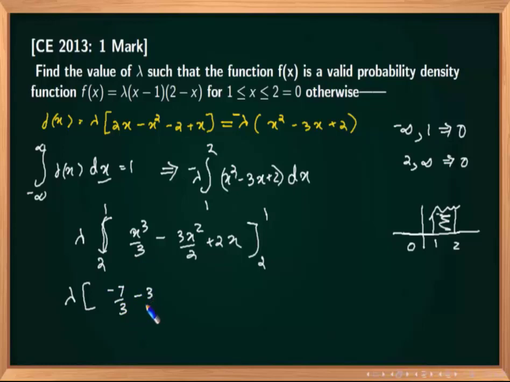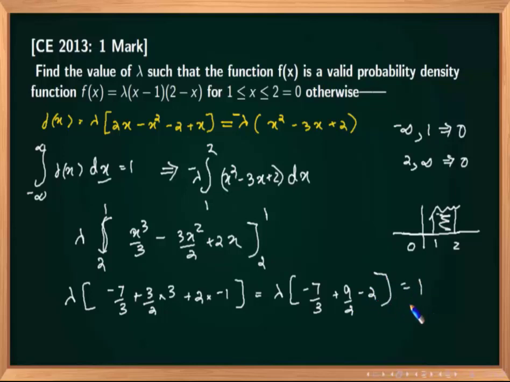Now I have a minus 3 by 2 here. I am going to apply the limits again. 1 square is 1, 2 square is 4, so 1 minus 4 is minus 3. So I can make this minus plus, so it is plus 3. Now plus 2 into 1 minus 2 is minus 1. So this is nothing but lambda into minus 7 by 3 plus 9 by 2 minus 2.